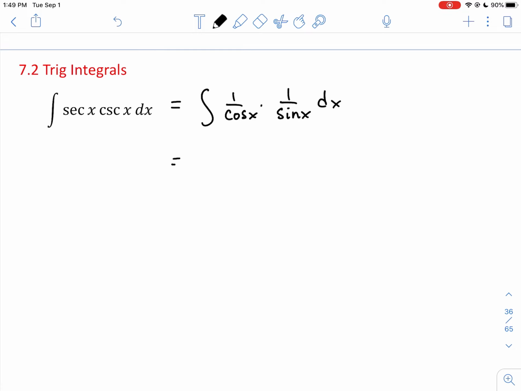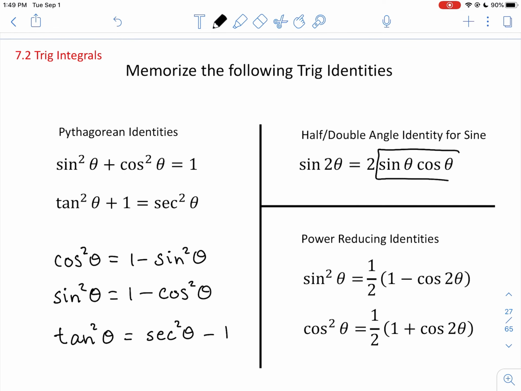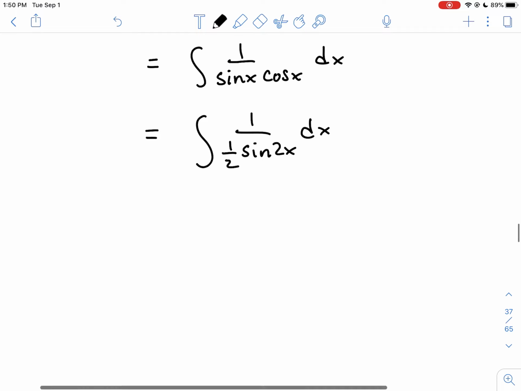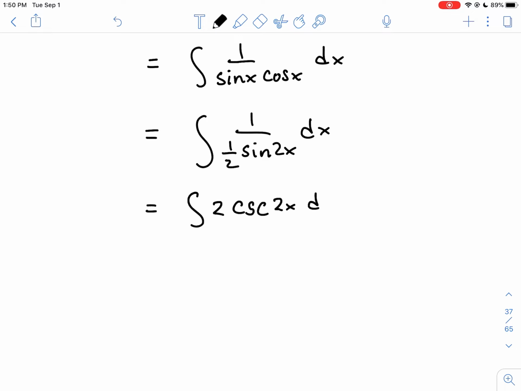And then you multiply those together, and you get 1 over sine x cosine x. When I see a sine times a cosine, I can use the double angle identity. You could divide the 2 to this side, so that sine x times cosine x is equal to 1/2 of sine 2x. All right, that seemed useful. And then when I invert and multiply, I could write this instead as the integral of 2 cosecant of 2x.